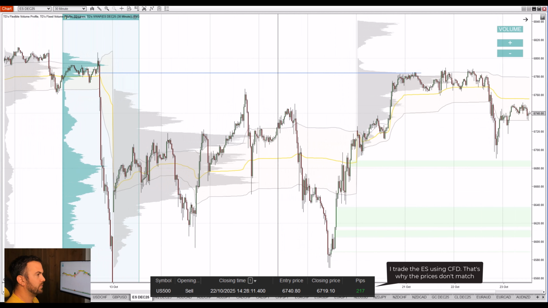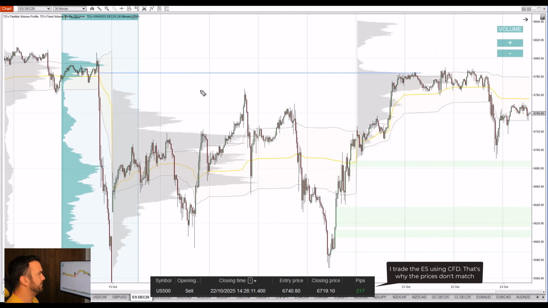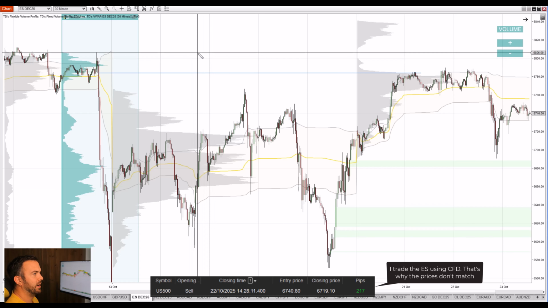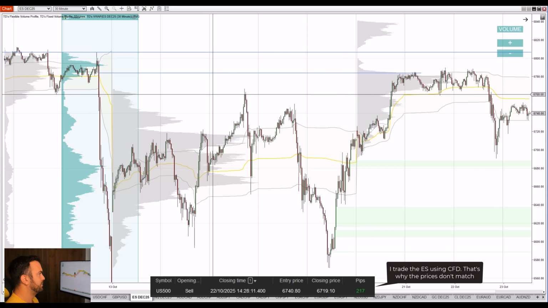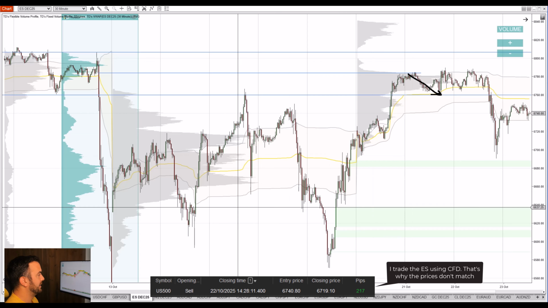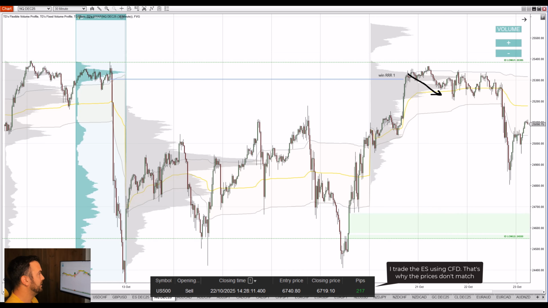If I move the chart a little bit more to the left and print the stop loss line here and the take profit line, which was in here, you can see that this was a risk reward 1 trade. And in the end, I was able to take the profit both on the ES here as well as on the NQ. On the NQ, I was taking the profit somewhere in here.